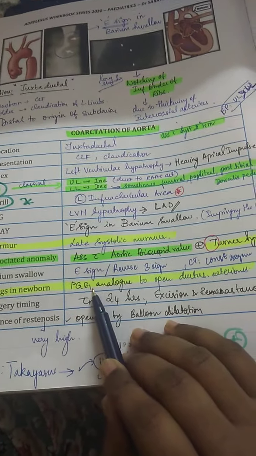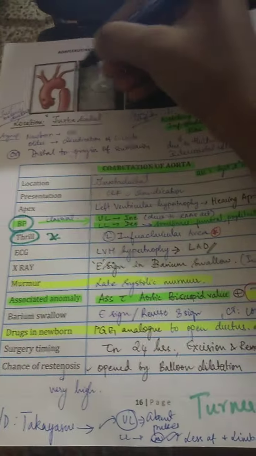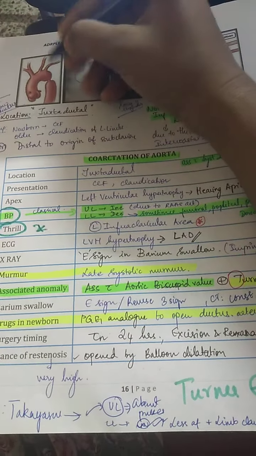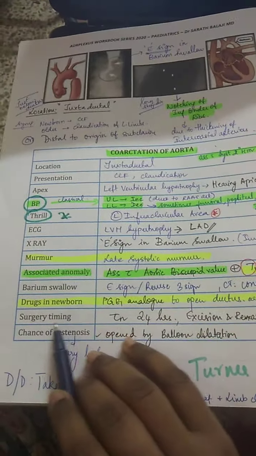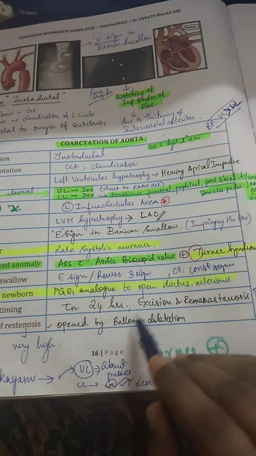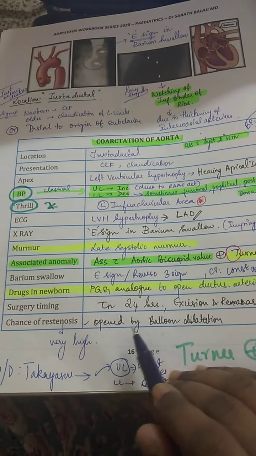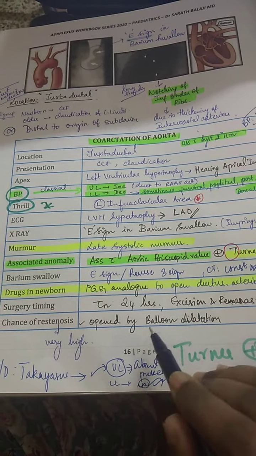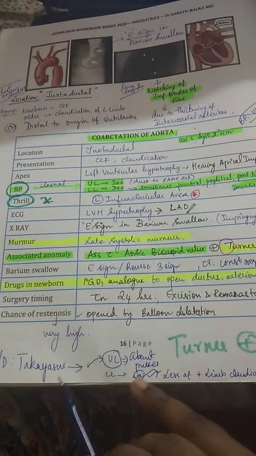You give a PGE1 analog to open the ductus arteriosus. Since it's constricted here, if you open it, it will be helpful. So you give a PGE1 analog. Surgery you do within 24 hours, excision and reanastomosis on day 1. And the reanastomosis is opened by balloon arterial dilation. That's it.